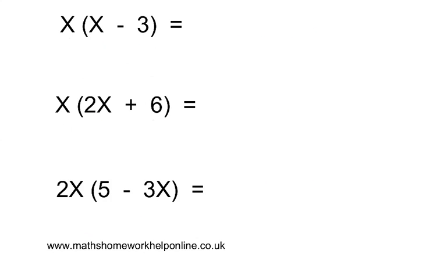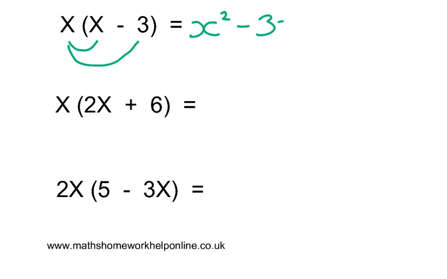So now let's look at a different example. So this time we've got a letter on the outside of the brackets. So this time we're going to do x times everything inside the brackets. So we're going to do x times x minus x times 3x. So x times x is x squared minus x times 3 is 3x.